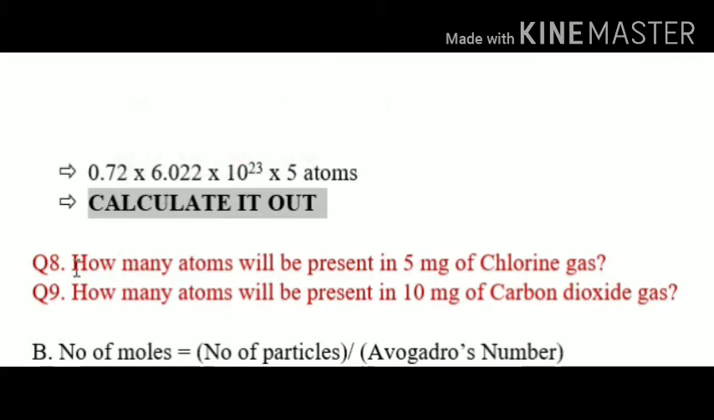So after doing this, please do question number 8 and question number 9 as homework. How many atoms will be present in 5 mg of chlorine gas? How many atoms will be present in 10 mg of carbon dioxide gas? Okay.